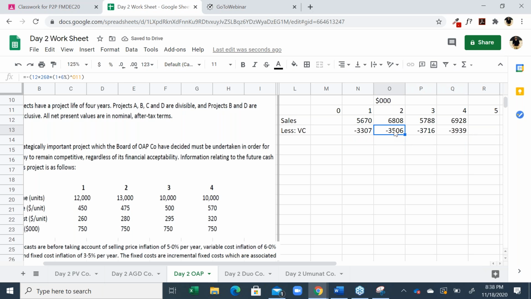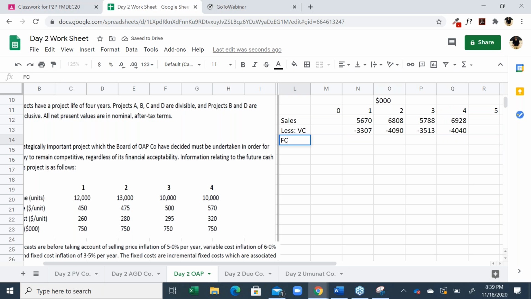For the second year, the sales volume will be 13,000. The variable cost is also going to change. That will be 280, and no need to change the rest. For the third year, the sales volume will be 10,000. The variable cost is going to be 295. And for the last year, sales volume will be 10,000, whereas the variable cost will be 320. No need to change anything else.